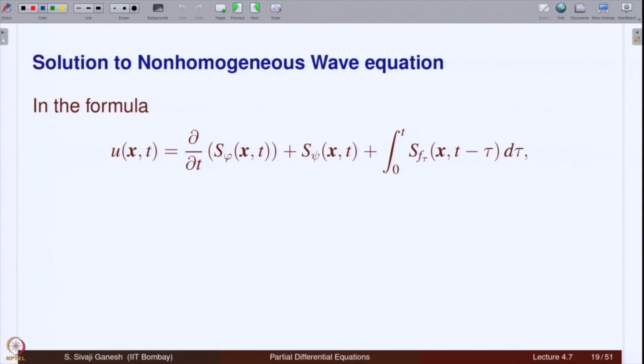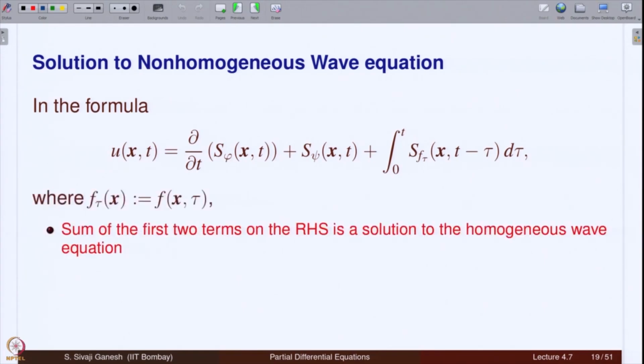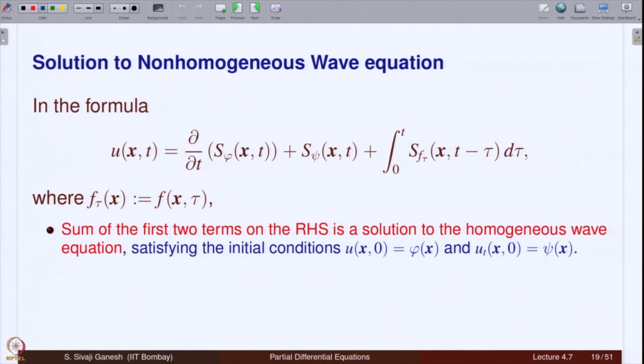In this formula, the sum of the first two terms on the RHS is a solution to the homogeneous wave equation and satisfies the initial conditions. What are those? The initial displacement is phi and the initial velocity is psi. So, these conditions are taken care of by these two terms. Therefore, what we expect is that this last term will be a solution to the non-homogeneous wave equation with 0 initial data.